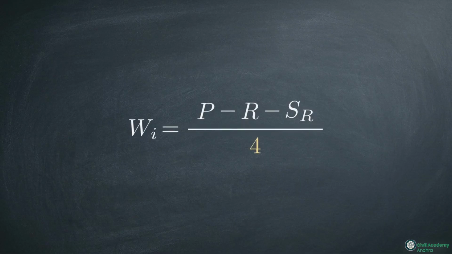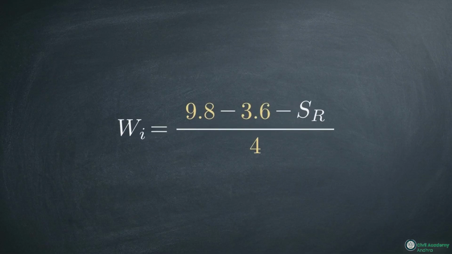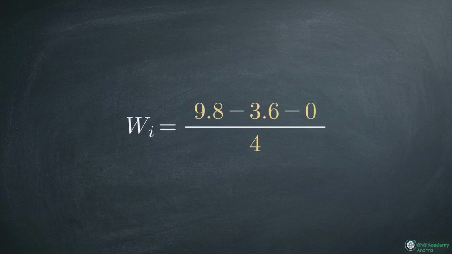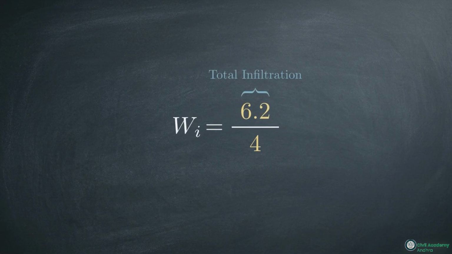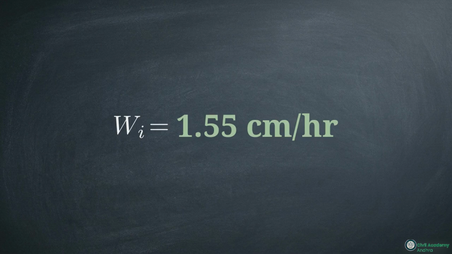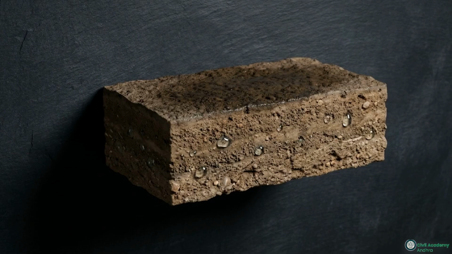Calculating the W index is straight arithmetic. If a 4-hour storm drops 9.8 centimeters of rain, produces 3.6 centimeters of runoff, and surface retention is 0, you subtract the runoff from the total rain to get your total infiltration. Divide that remaining 6.2 centimeters by the full 4 hours, and you get a W index of 1.55 centimeters per hour.